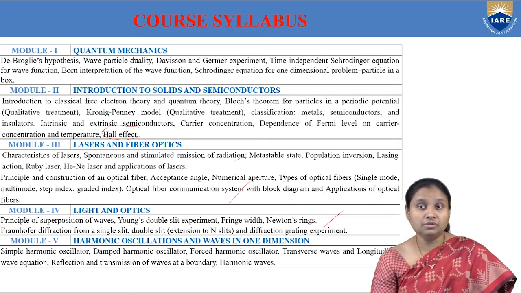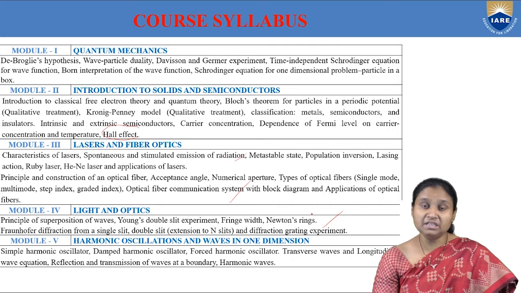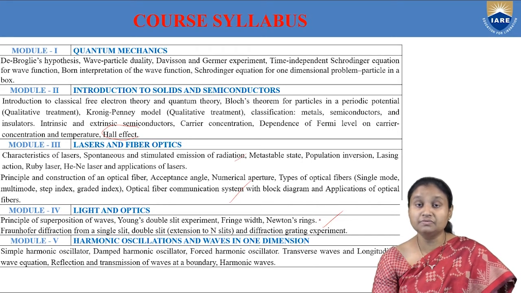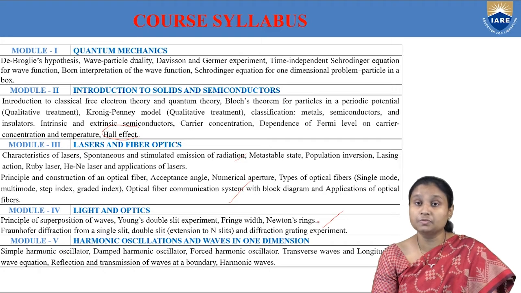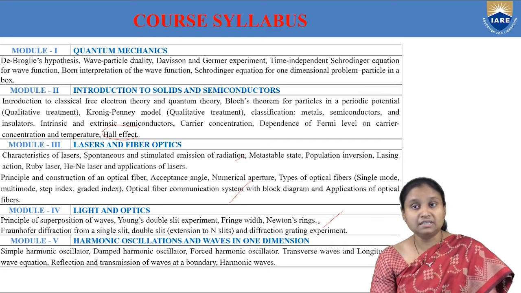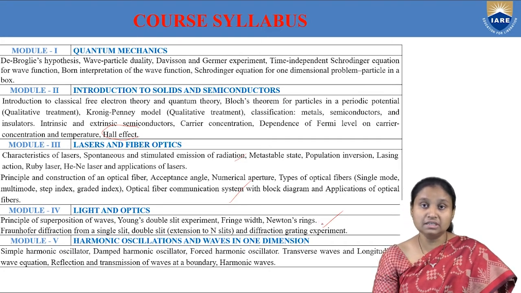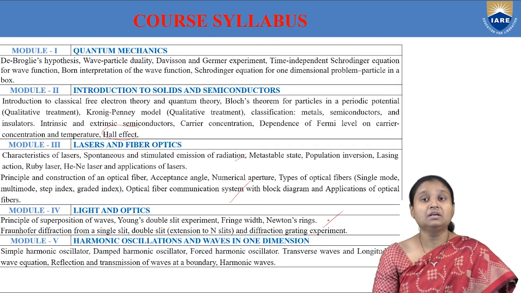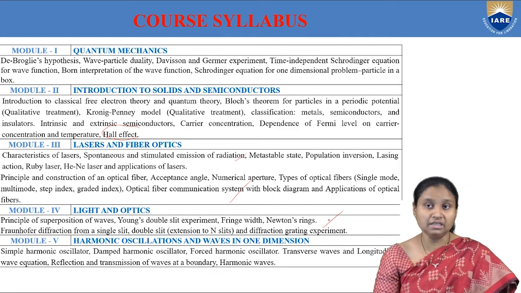Coming to the fourth module, here we have light and optics. In this, the first part is interference, the second part is diffraction. In interference, we are going to discuss the principle of superposition of waves, Young's double slit experiment, fringe width and Newton's rings. And coming to the second part, Fraunhofer diffraction from a single slit, double slit and diffraction grating experiment.